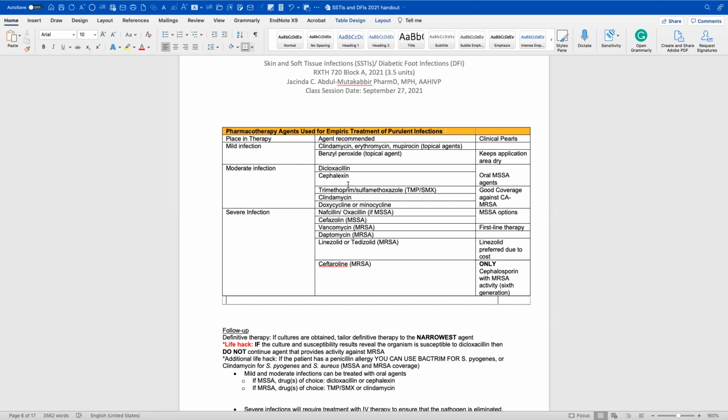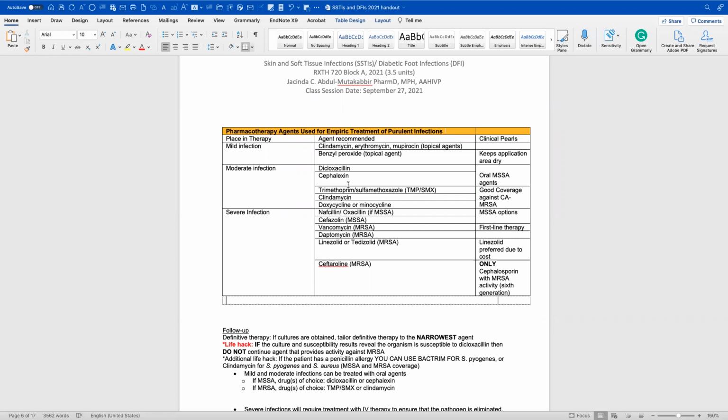We can, if we want to go ahead and cover for community acquired MRSA, meaning that they don't necessarily need IV therapy, but they're meeting the criteria that we talked about in terms of needing to scale up for MRSA coverage, use Bactrim, clindamycin, or our tetracyclines, so doxycycline, right, or minocycline.